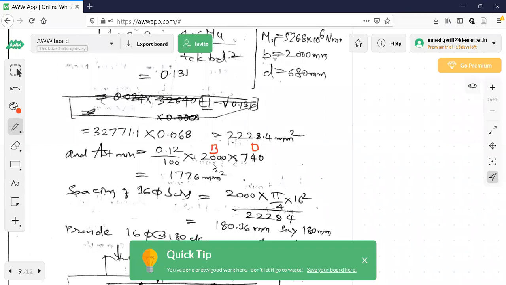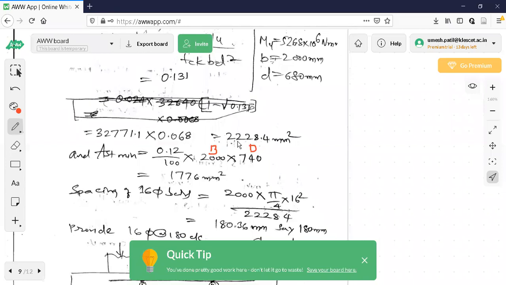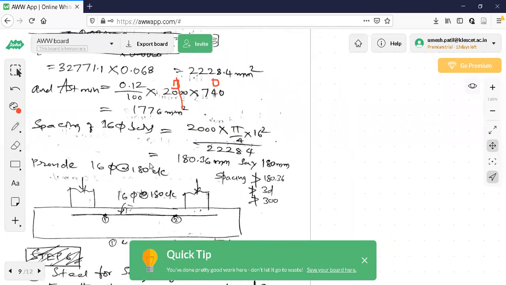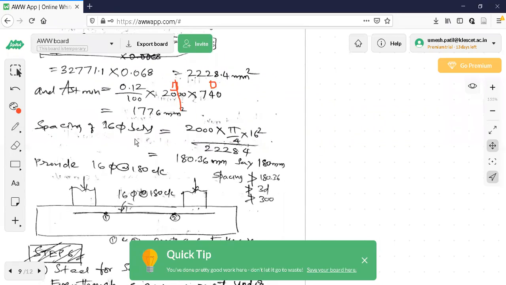Now I have to compare these two values. So 2228.4 and 1776. You can see the factored bending moment related AST is higher than the minimum. I am going to use the higher of these two. Okay. Now observe. Spacing: usually 16 mm bars are used in case of hogging moment. Usually in case of footing, try to use 16 mm bar. There is no condition like that, but 16 mm bars are preferred.